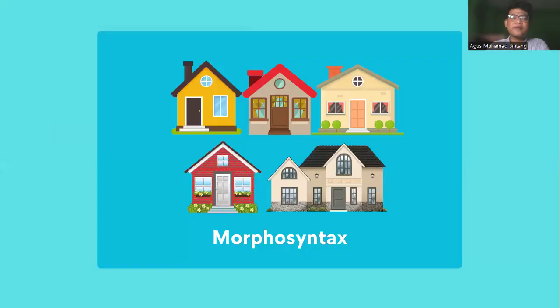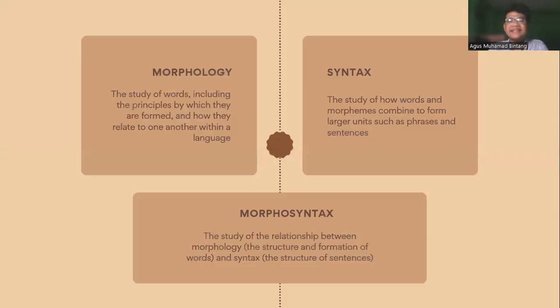So in morphosyntax, we can learn about how different words, like these houses, mix together. Even though they are different, they can mix and build differences to create a new meaning, maybe a new paragraph or a new important thing in the linguistic field. Okay, I think that's all.